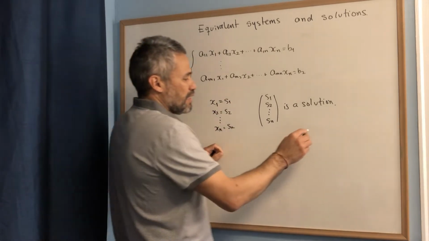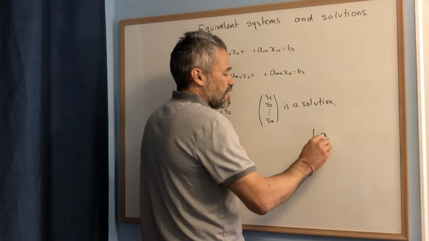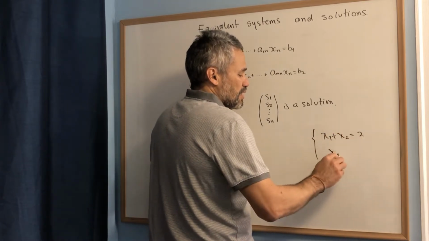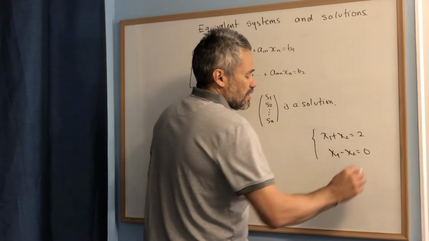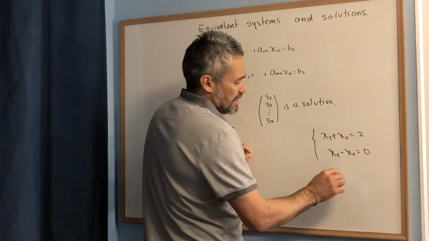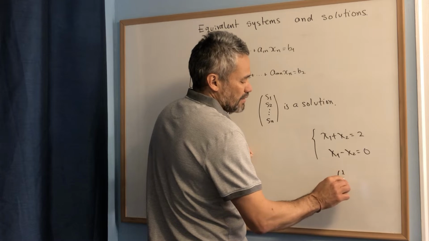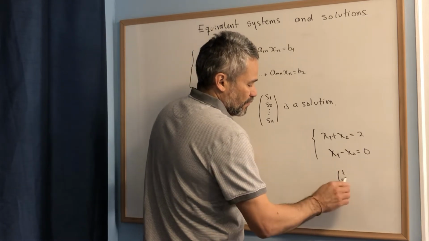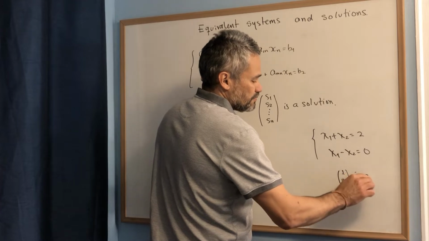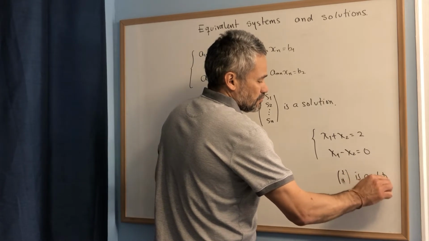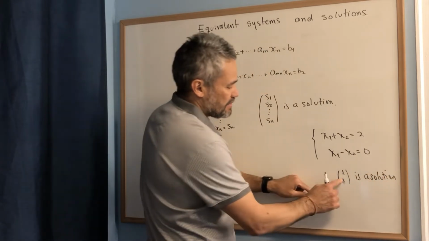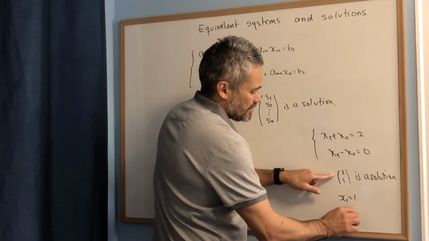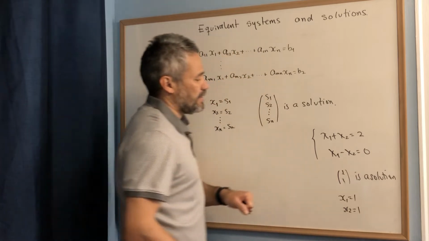Let me do an example. If we have x1 plus x2 equal 2, x1 minus x2 equals 0, then we notice that, let's say, (1, 1) is a solution. And notice that this means that x1 equal 1 and x2 equal 1 is a solution.